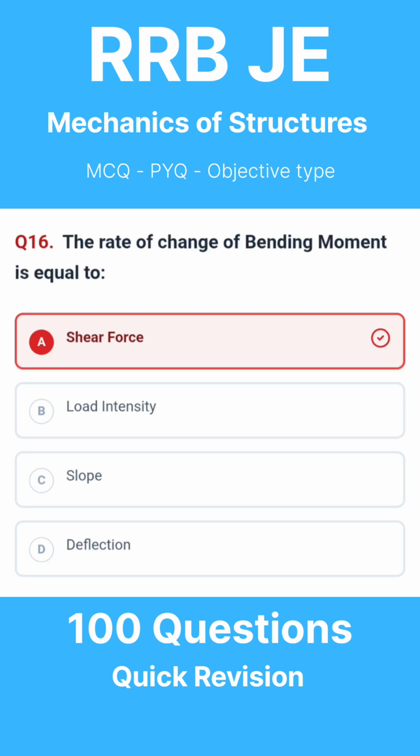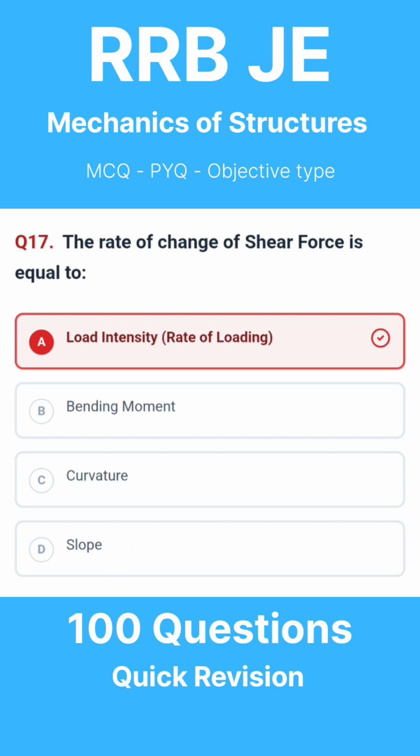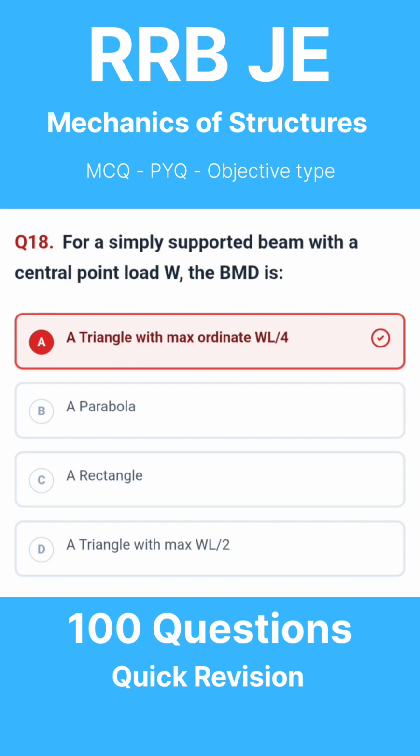Question 16. The rate of change of bending moment is equal to. The correct answer is shear force. Question 17. The rate of change of shear force is equal to. The correct answer is load intensity, rate of loading. Question 18. For a simply supported beam with a central point load W, the BMD is. The correct answer is a triangle with max ordinate WL divided by 4.